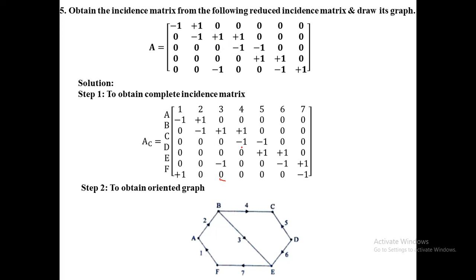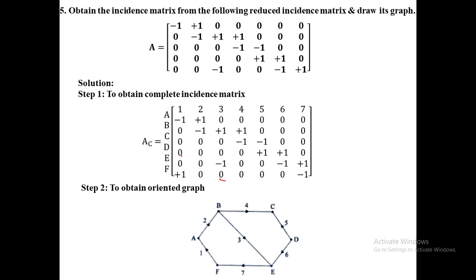Here also sum 0. Just we have to put 0. Here also sum is 0. But the last one, it is having +1. We have to put -1. Then only the sum is 0. This is the incidence matrix. Next we have to draw the oriented graph.